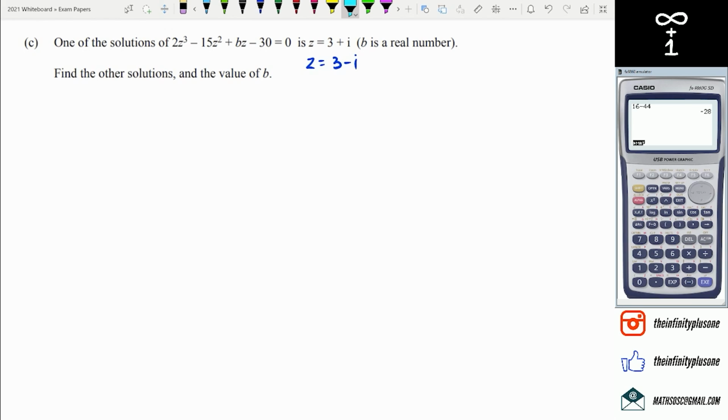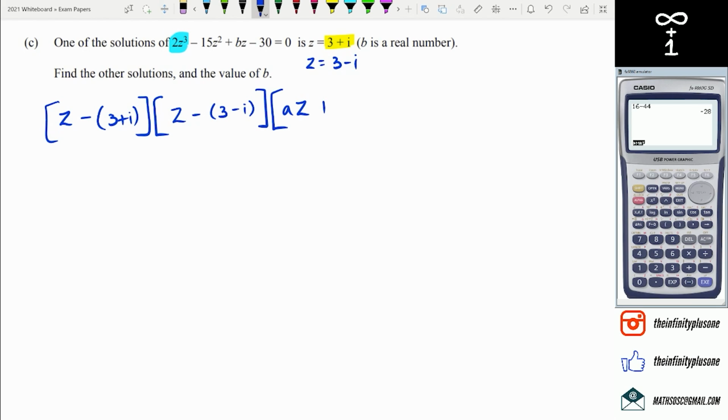So first thing to realize is we've got a z cubed here. That's the first thing you need to realize. Now, our first solution, which is 3 plus i, I could rewrite like this: z minus 3 plus i. So that's my first bracket, because when you have a cubic, you're going to have 3 brackets. My second bracket is going to be z minus 3 minus i. And then finally, my third bracket is going to be, I'm going to call it pz plus q. These are the 3 brackets.